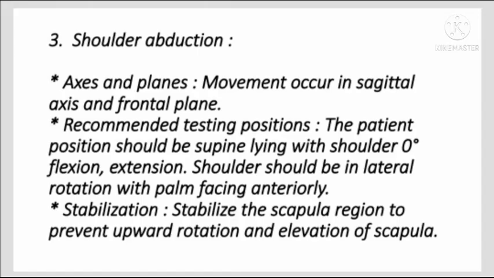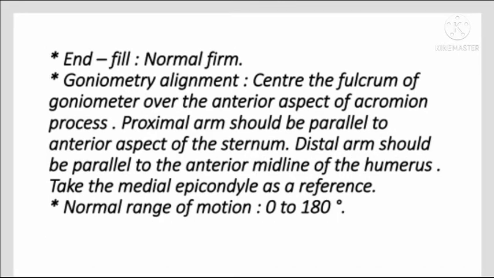Shoulder abduction: axis and planes, movement occurs in the sagittal axis and frontal plane. Recommended testing position: the patient should be supine lying with the shoulder at 0 degrees of flexion and extension. The shoulder should be in lateral rotation with the palm facing anteriorly. Stabilization: stabilize the scapular region to prevent upward rotation and elevation of the scapula. End feel is normal firm.